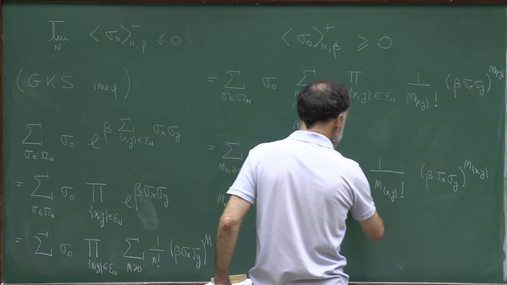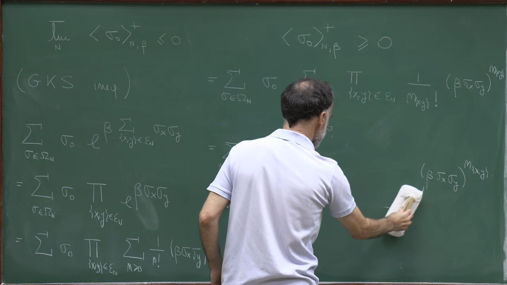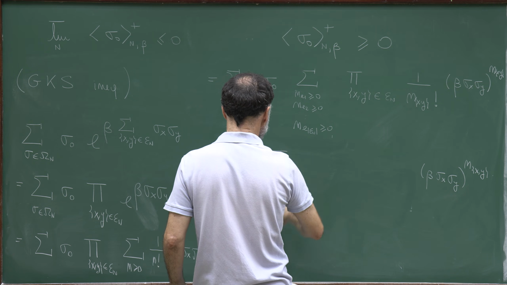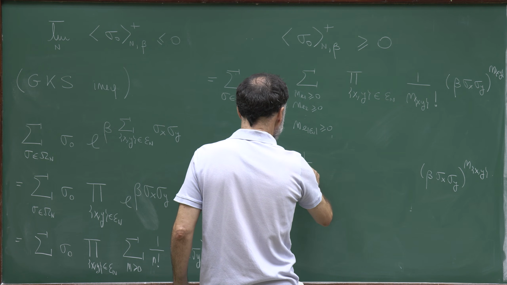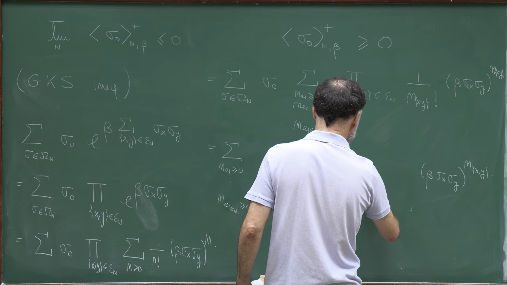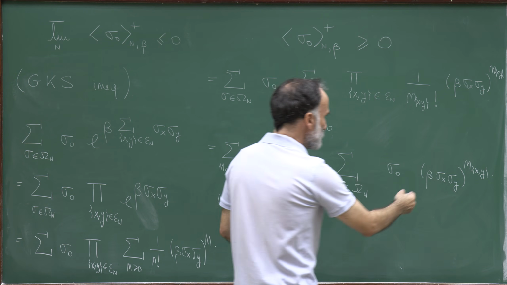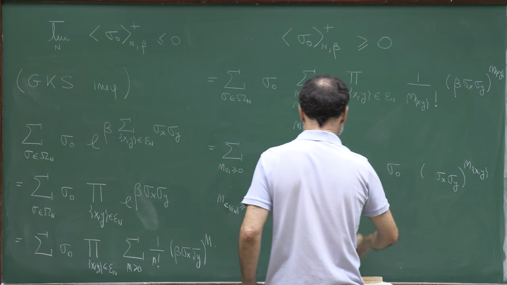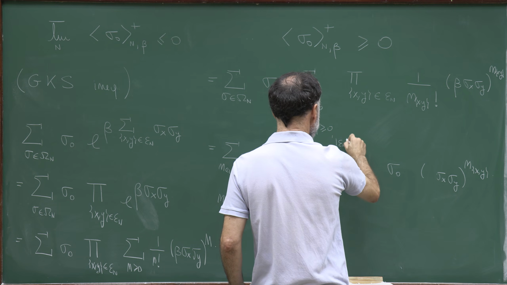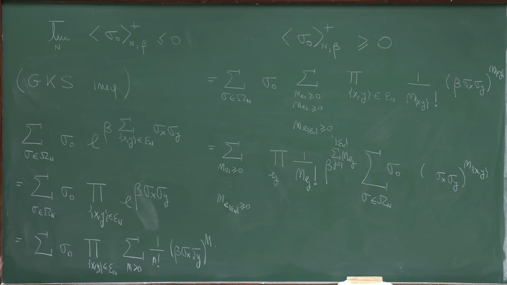Fine, so you see that this expression here does not depend on sigma, so I can take it out. So this is the product over all Ej of 1 over n Ej factorial, and then I have a sum for all sigma in omega n, sigma 0 times this object. So beta can get out also. So beta is to the sum over all n Ej. And here I have a sum over sigma in omega n. So this is what we get.